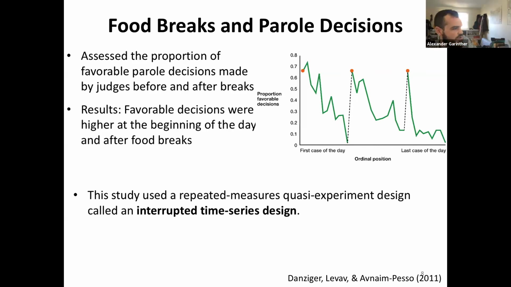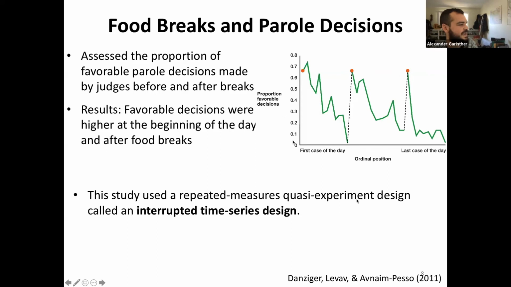If you take a look at the figure in the upper right-hand corner, we see that they start out favorable, over time they become more harsh, and then something happens at this moment in time, this first vertical line, that is the first lunch break of the day. When judges come back from their first lunch break, they're refreshed and feeling good, and they start favorable again. And they gradually get harsher until their afternoon break, and then they're refreshed.